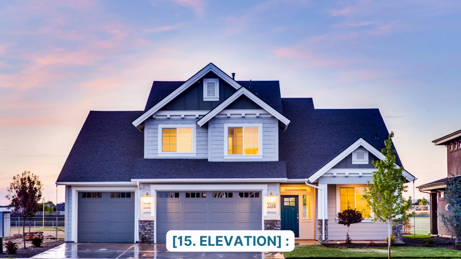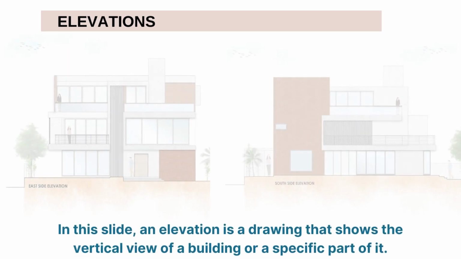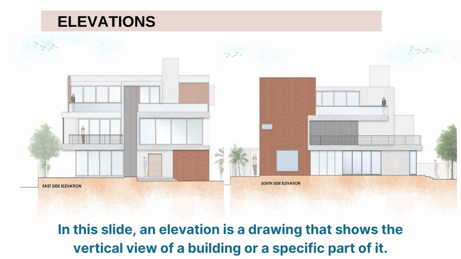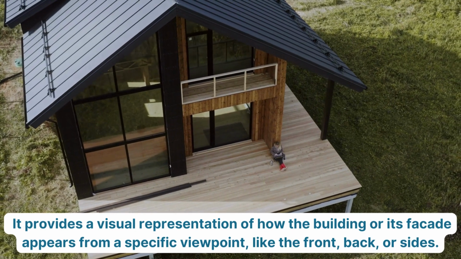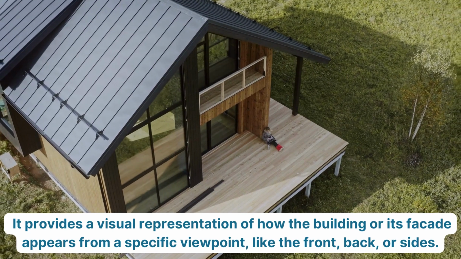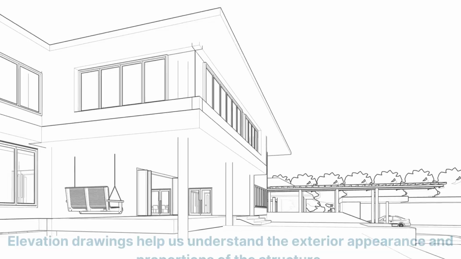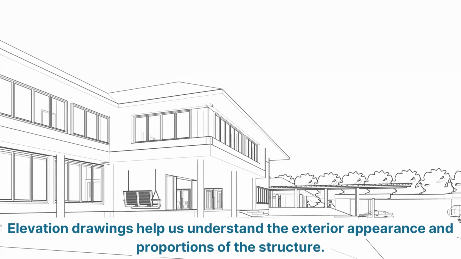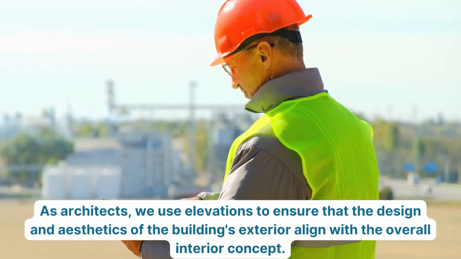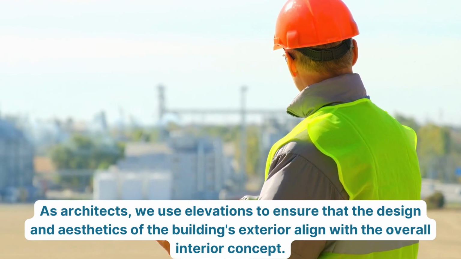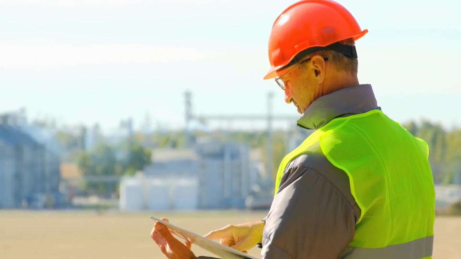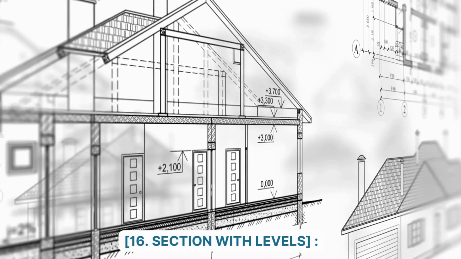Number 15. Elevation. In this slide, an elevation is a drawing that shows the vertical view of a building or a specific part of it. It provides a visual representation of how the building or its facade appears from a specific viewpoint, like the front, back, or sides. Elevation drawings help us understand the exterior appearance and proportions of the structure. As architects, we use elevations to ensure that the design and aesthetics of the building's exterior align with the overall interior concept.